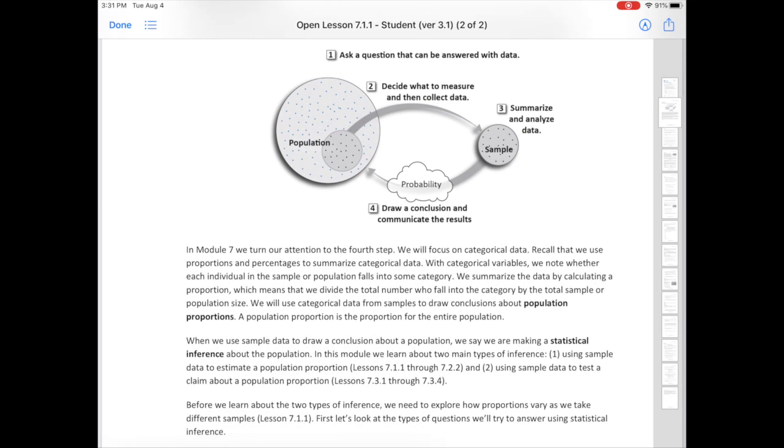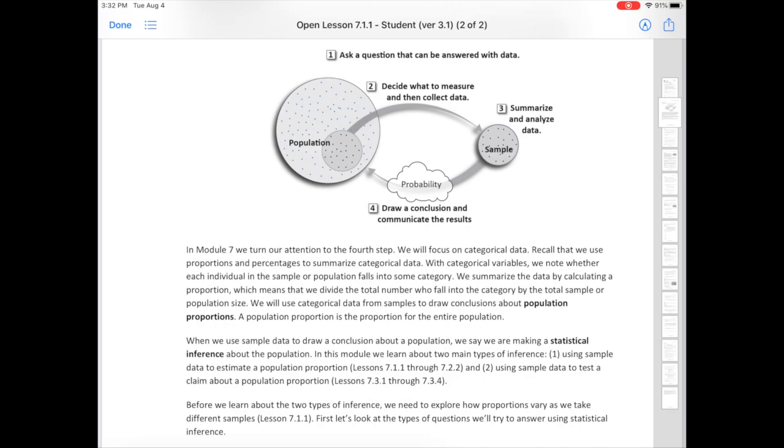So we're going to be focusing on categorical data. Remember, categorical data differs from quantitative data. Quantitative data is when you have a number that's used to measure something, for example, how tall somebody is or how old they are. But categorical data is something that can't be measured with a number, like, for example, what color somebody's hair is, or whether they are male or female. So we are going to be using proportions and percentages to summarize categorical data.